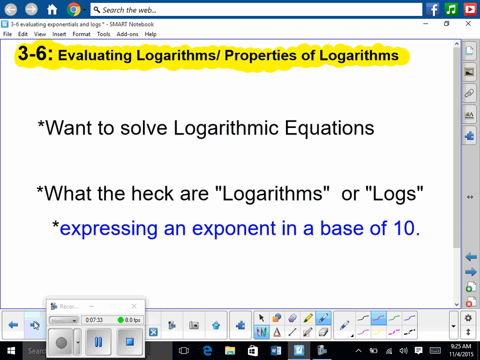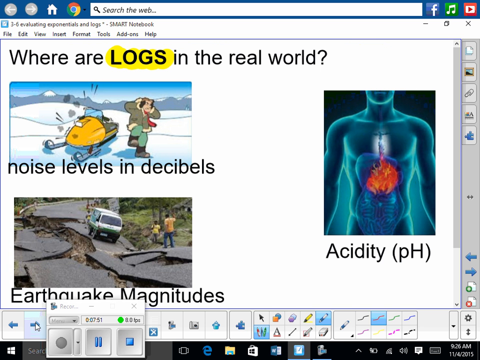So, exponentials. We know what exponential functions are. We've been dealing with them since secondary math 1. Logarithms go hand in hand with exponentials. They're inverses of each other. So a logarithm is just a different way of expressing an exponential function. Now, these are some examples of where logs are used in the real world.